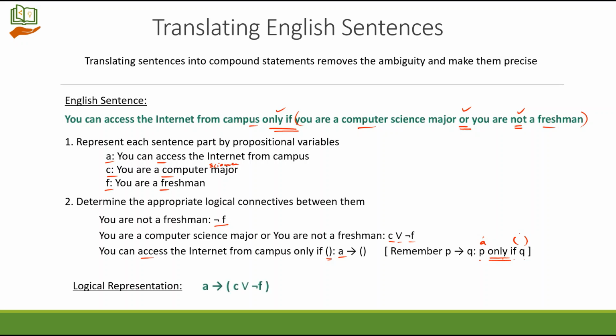So what is the logical representation? Instead of P implies Q, instead of P I am going to apply A. So it is A implies. What is the Q part here? It is you are a computer science major, C disjunction negation of F. So it will be C or negation of F. This will be the logical representation of the English sentence.